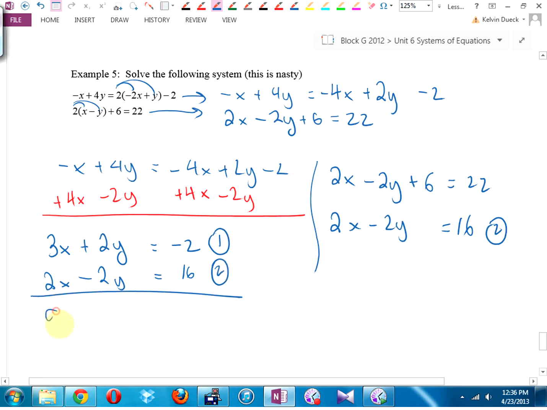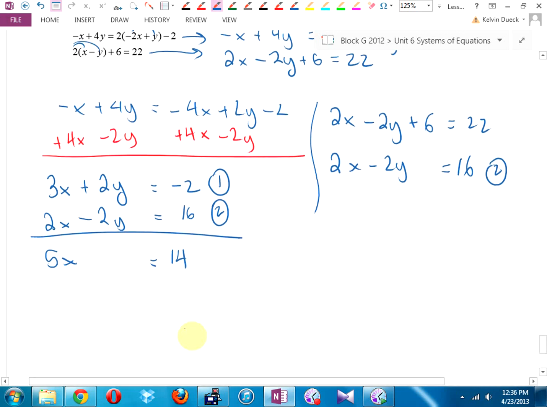Add, I get 5x equals 14. Okay, it's not going to work out evenly. Whatever. x equals 14 over 5. Put a box around it to make it stand out.